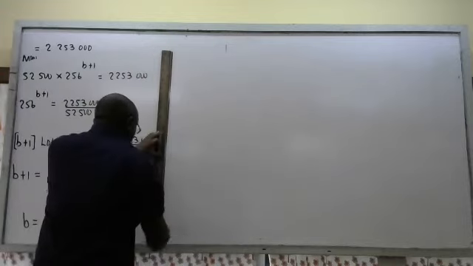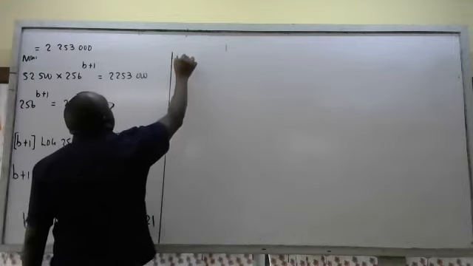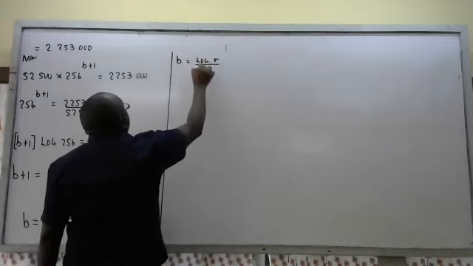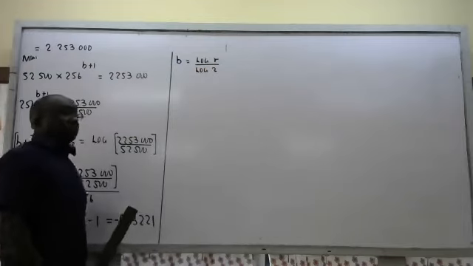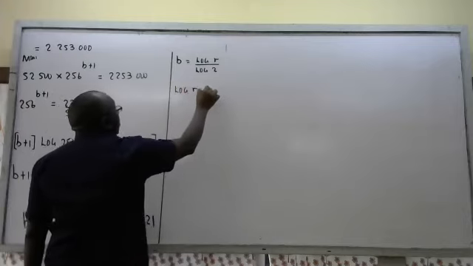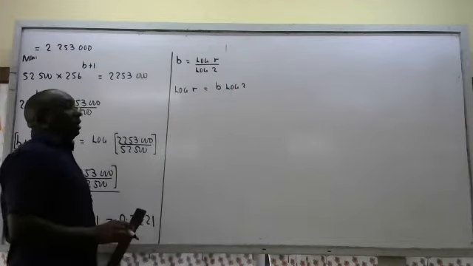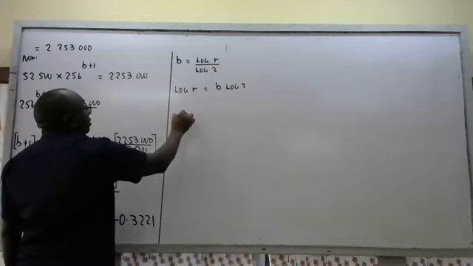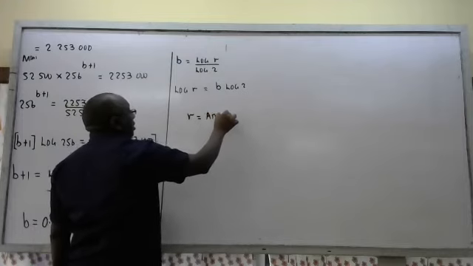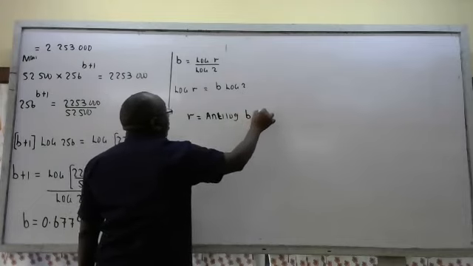So that being true, we proceed and say B is equal to the log of R, you divide by the log of 2. So if you want R, which is the one that we are looking for, it will then be the antilog of B log of 2.